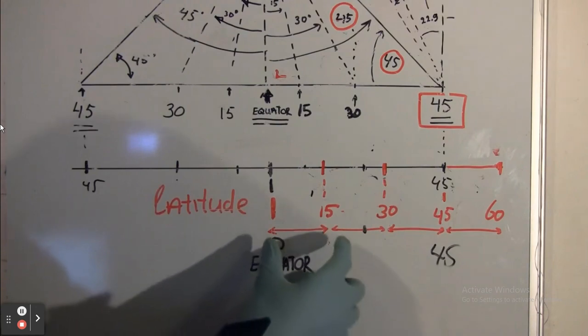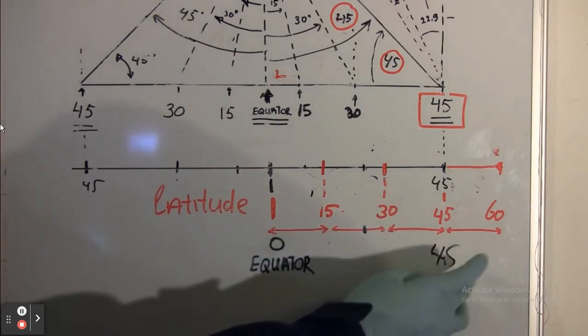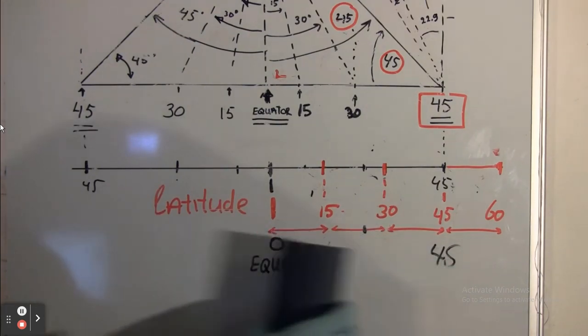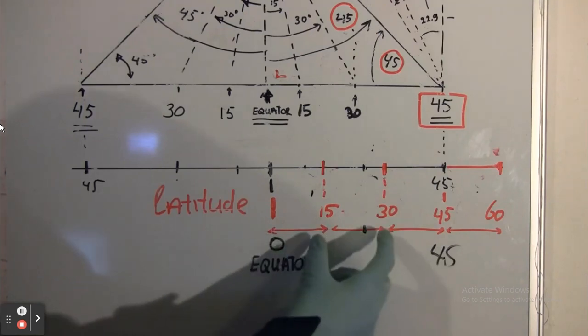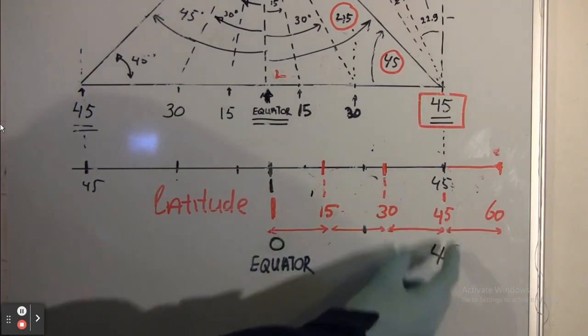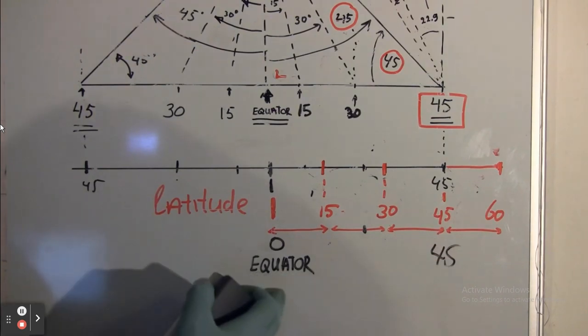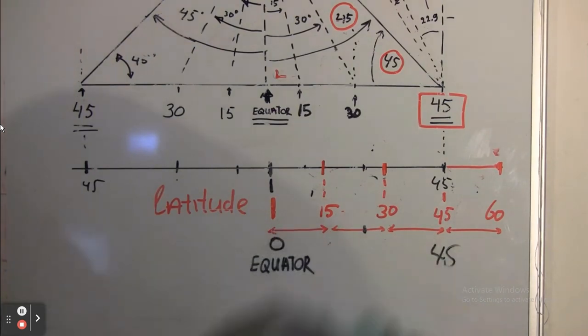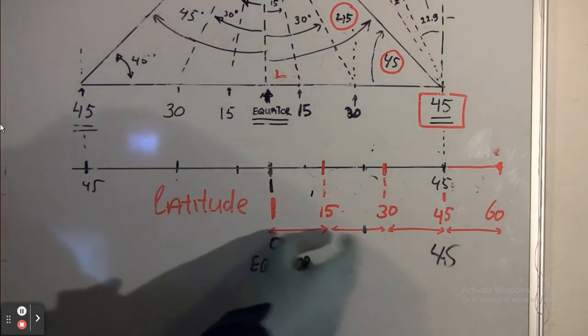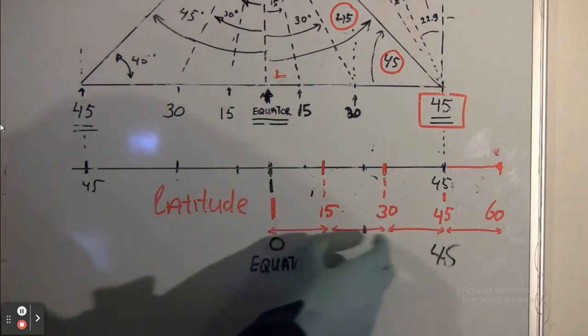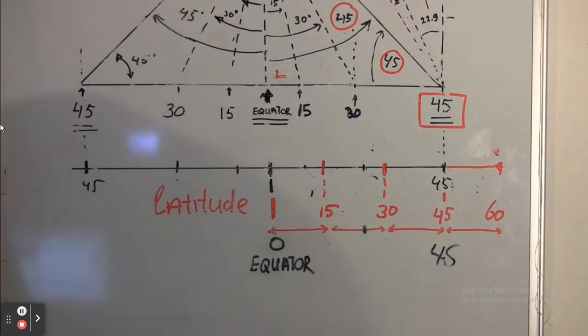The equator, 15, 30, 45. Equal size pieces. So this is the latitude. Equator is very important. The 45 degrees is very important. And it's just divided between equal size pieces.